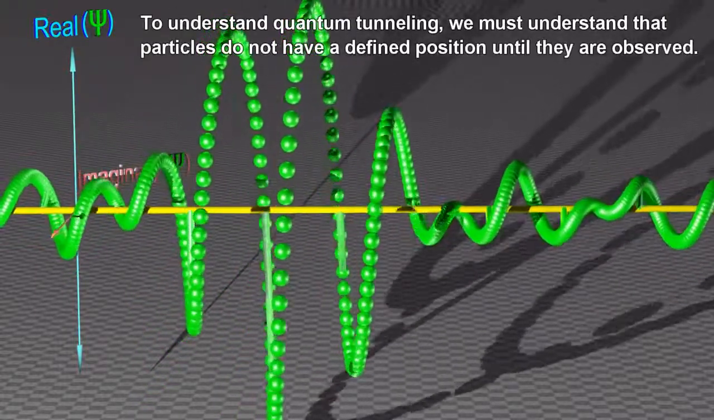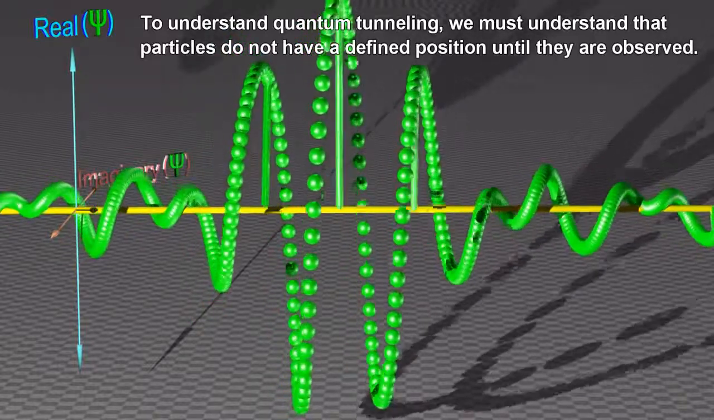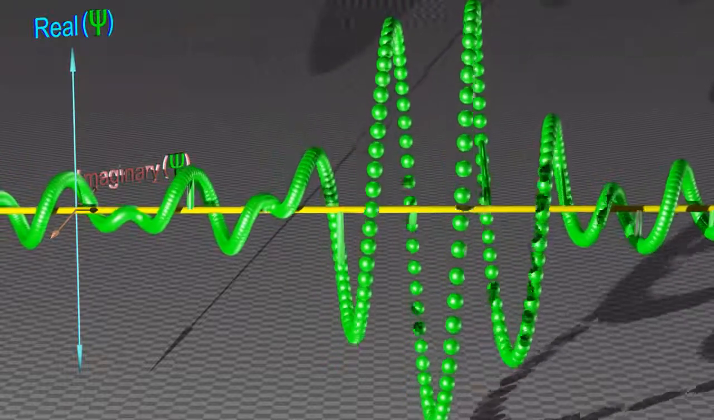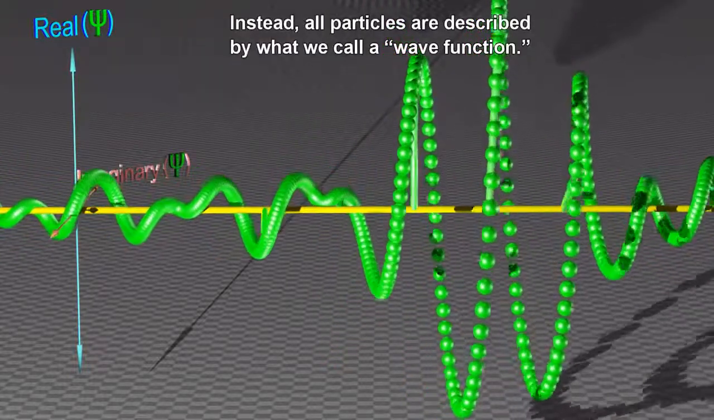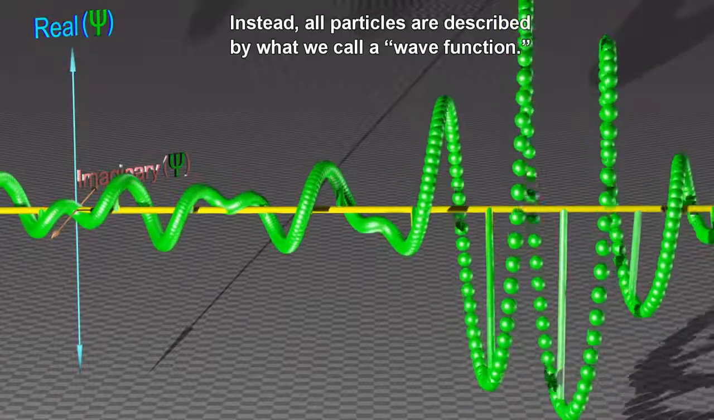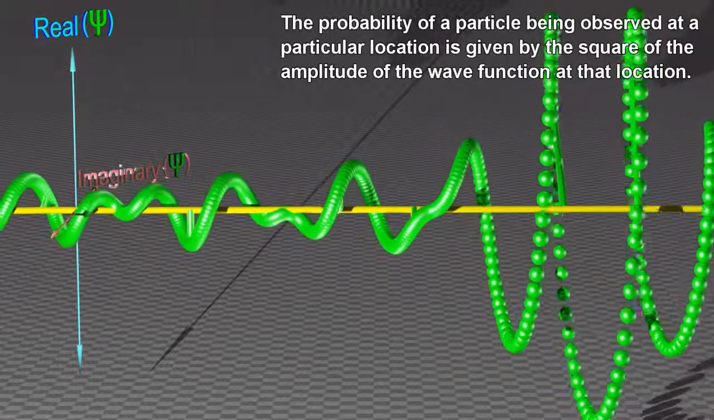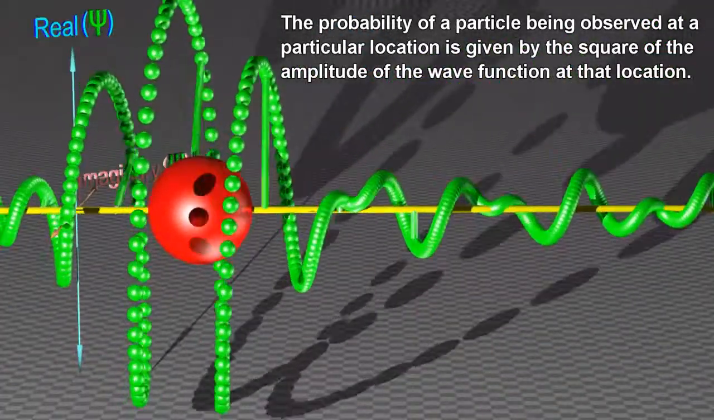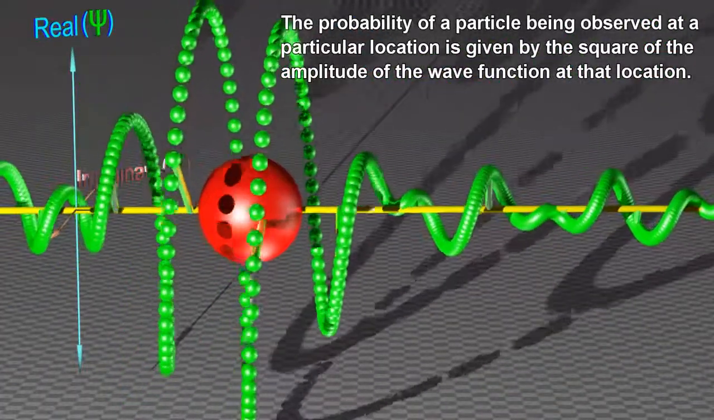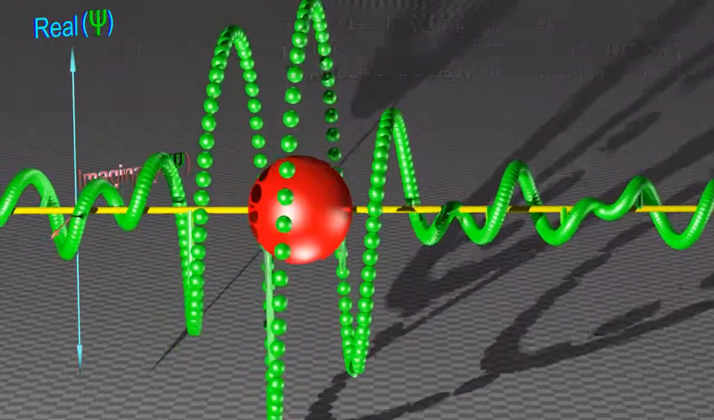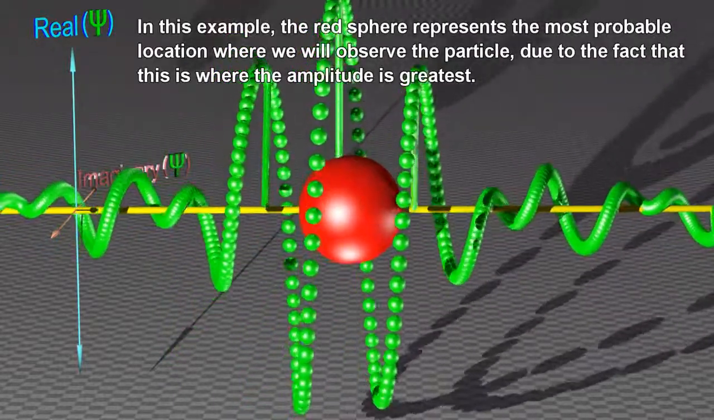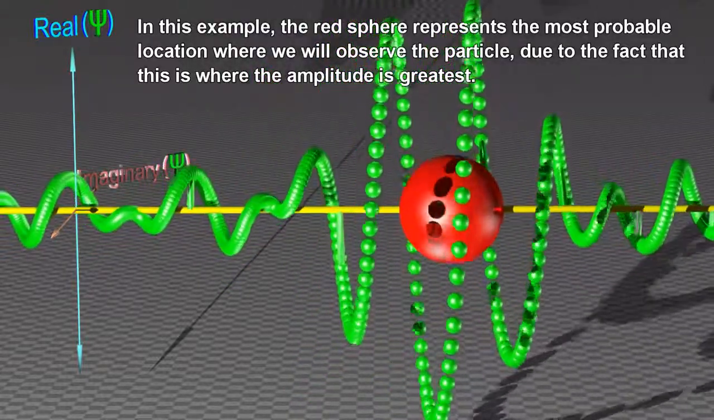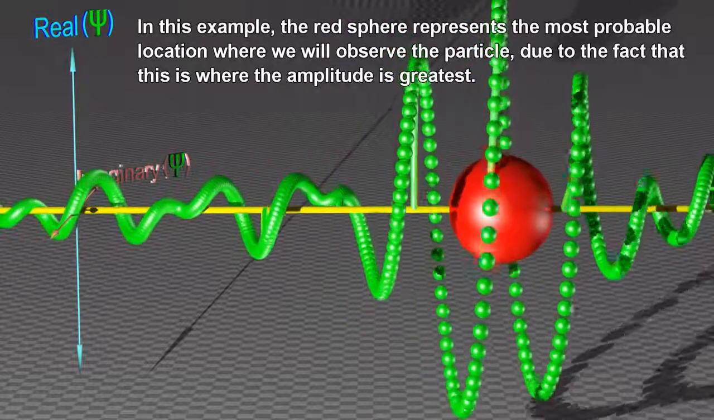To understand quantum tunneling, we must understand that particles don't have a defined position until they're observed. Instead, all particles are described by what we call a wave function. The probability of a particle being observed at a particular location is given by the square of the amplitude of the wave function at that location. In this example, the red sphere represents the most probable location where we'll observe the particle, because this is where the amplitude is greatest.